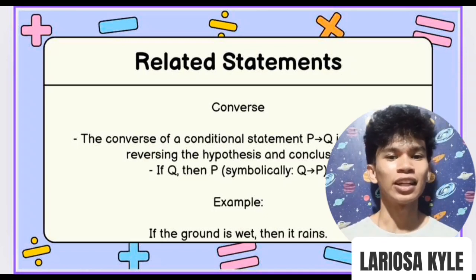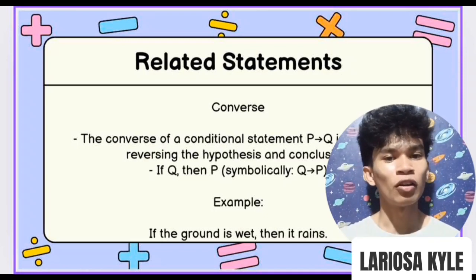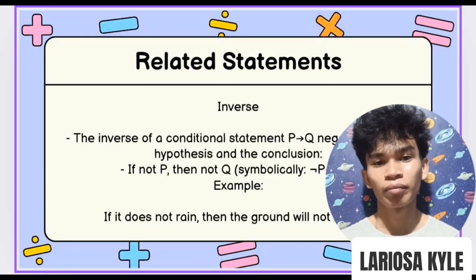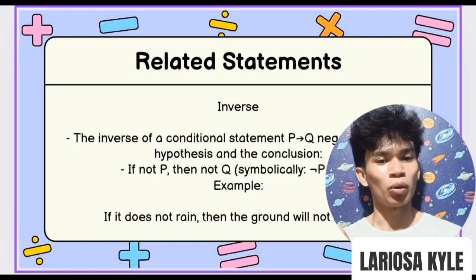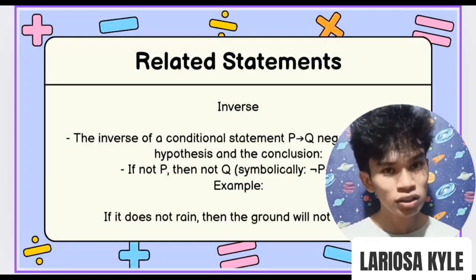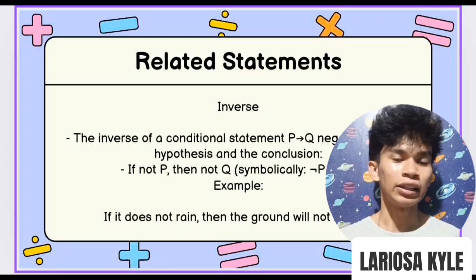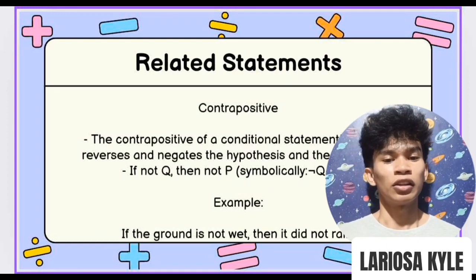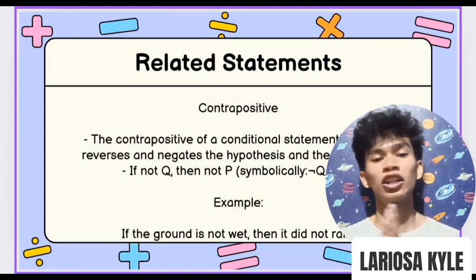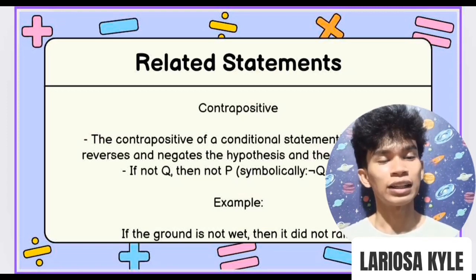Now, related statements. The converse flips the conditional: if Q, then P. For example, if the ground is wet, then it rained. The inverse negates both parts: if not P, then not Q. So if it doesn't rain, then the ground is not wet. Finally, the contrapositive. The contrapositive flips and negates: if not Q, then not P. For example, if the ground isn't wet, then it did not rain.